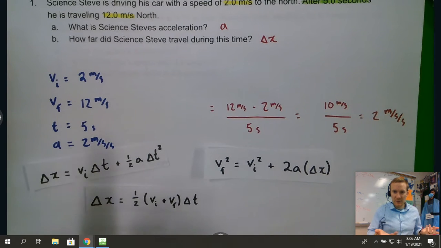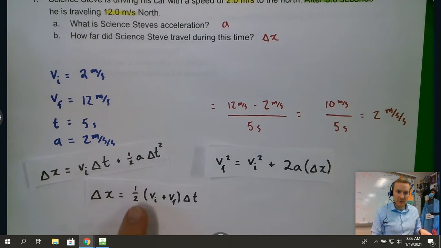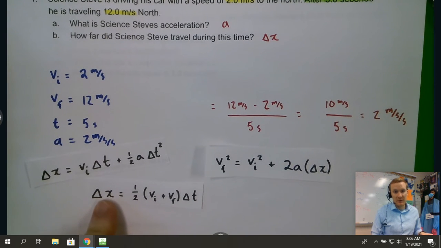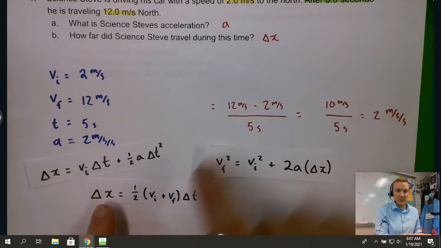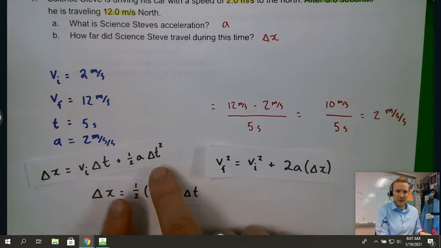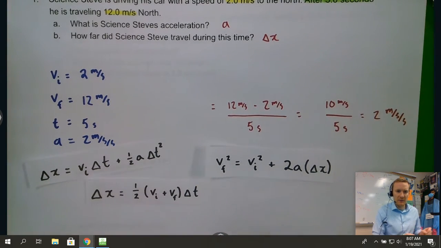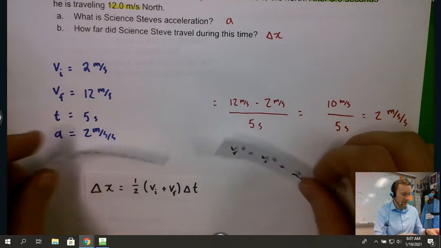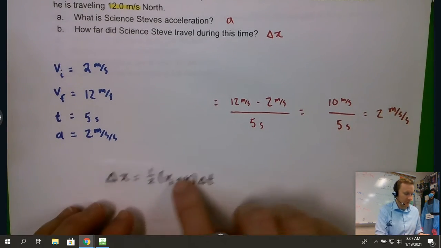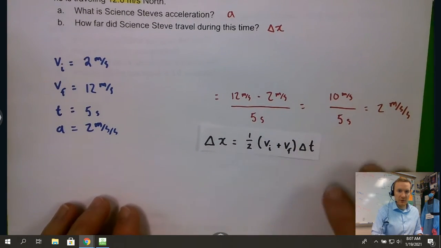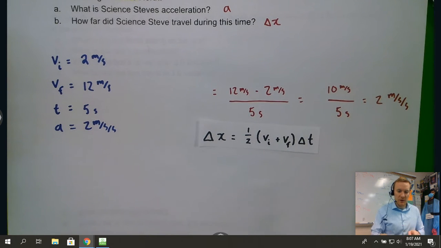Now it's just up to you to figure out which one you want to work with. I like the simplicity of this one, because for one, it's already set equal to our change in position, so that's helpful. And there isn't a whole lot of squaring values and adding halves and things, so let's stick with a simple option. Using the following equation, we can solve for our change in position.